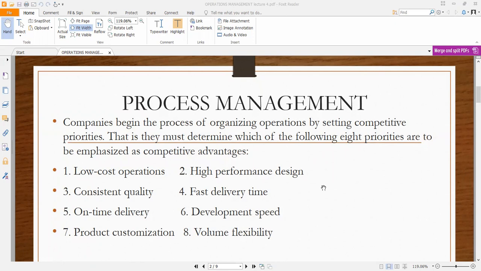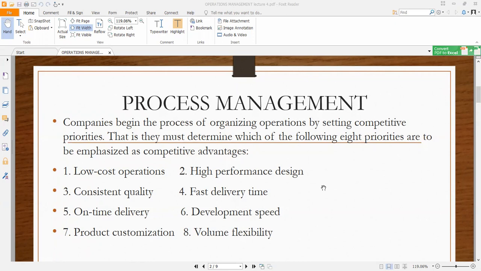Fifth, we're talking about on time delivery. Fast delivery and on time delivery are two different things. Fast delivery means delivering something within the shortest period of time. On time delivery means that you are delivering within the promised time. If you say that your products are going to be ready in 2 days, it is even better that you deliver before even 48 hours reach.